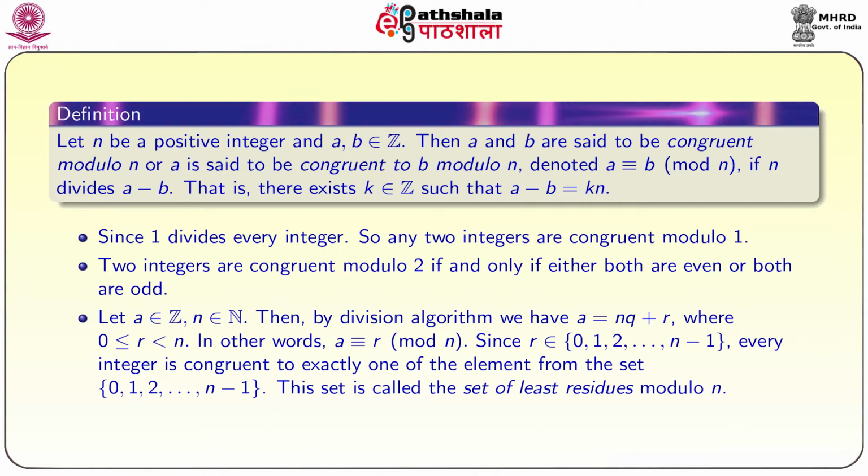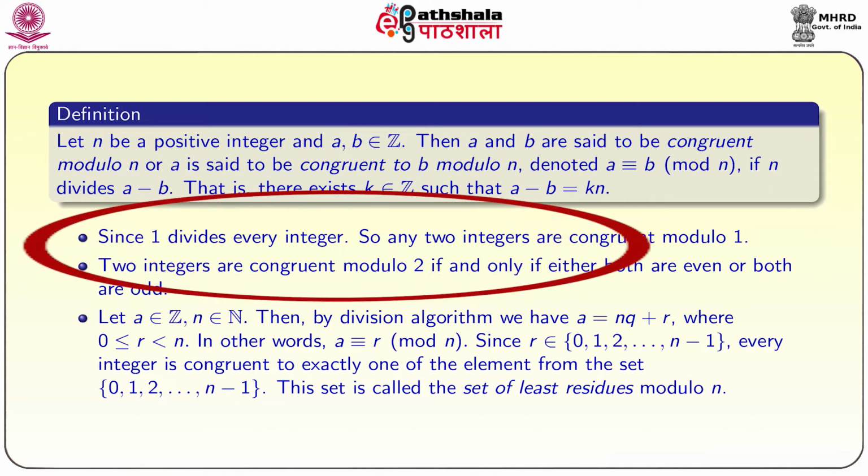Let n be a positive integer and a, b belong to Z, then a and b are said to be congruent modulo n, or a is said to be congruent to b modulo n, denoted a is congruent to b mod n, if n divides a minus b, that is, there exists k belonging to Z such that a minus b is equal to k times n.